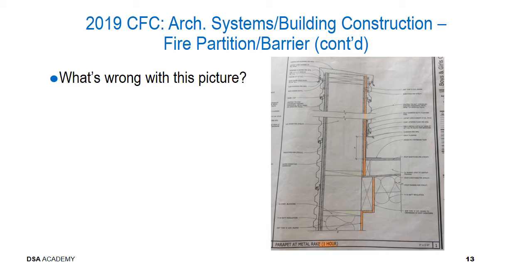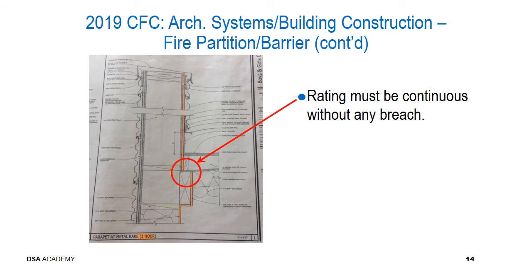Here's a parapet detail for a 1 hour wall. What's wrong? Here you can see that the continuity has been breached. The drywall element is not continuous through to the top of the parapet. All elements of the wall must be maintained with proper continuity and construction.